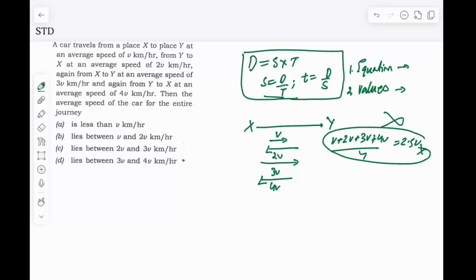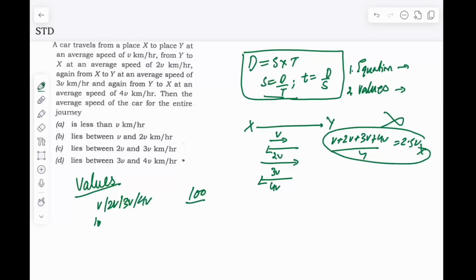So there are two ways. First is the matter of what I call values. If I am smart and I don't want to waste time, I'll quickly take up a value. Say I know the speeds are going to be V, 2V, 3V, and 4V, so I'll take a number which is easily handleable. So something like I'll take 100 for the distance, and let me take a speed of say 10 here. So the distance is 100, speed is 10.